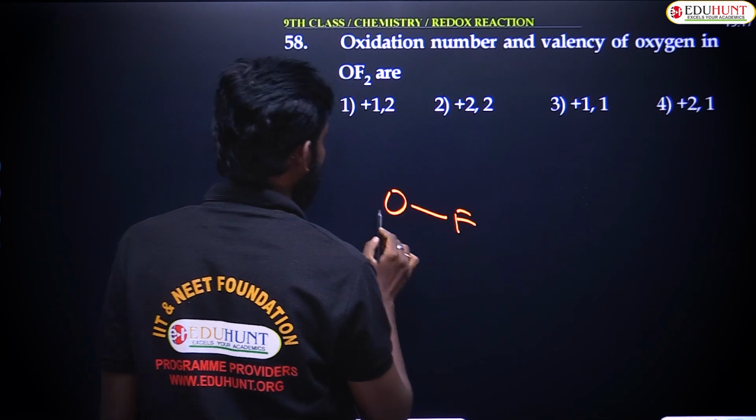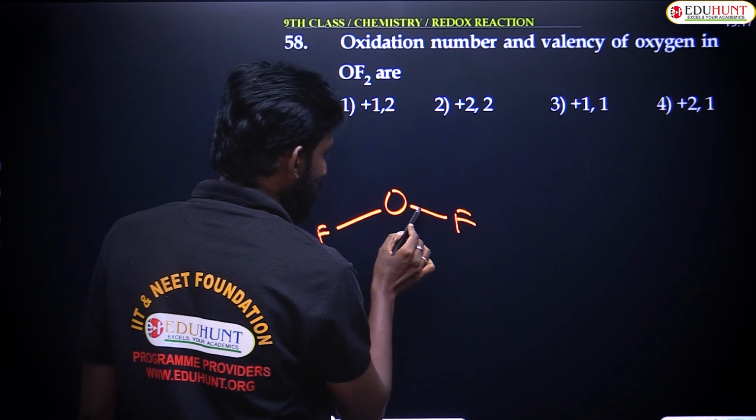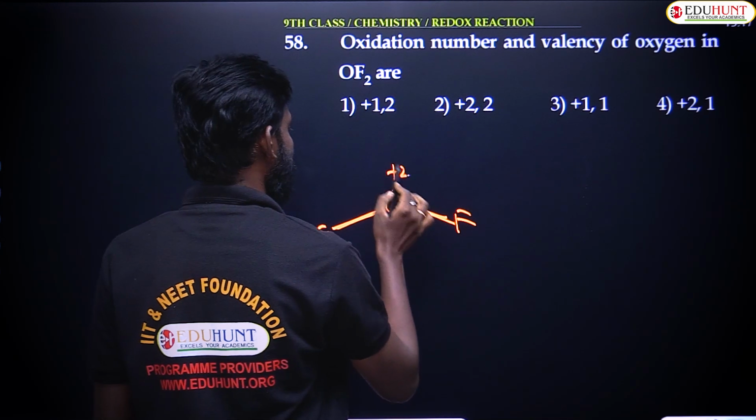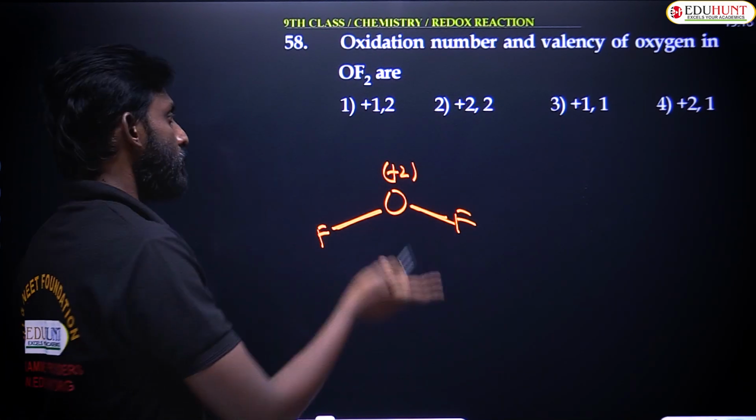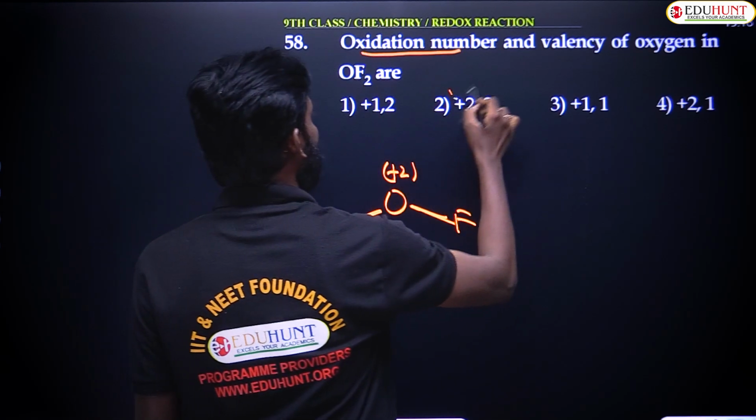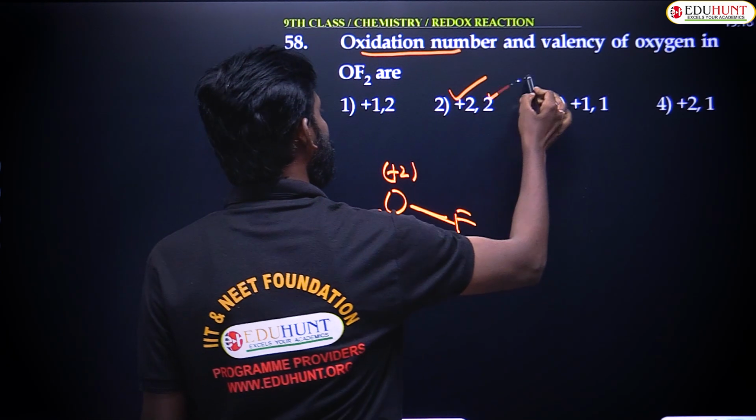Next, oxidation number and valency of oxygen in OF2. See, the oxidation number is +2. I explained so many times, and the valency is 2, because there are 2 covalent bonds. So the oxidation number is +2 and the covalency is 2.